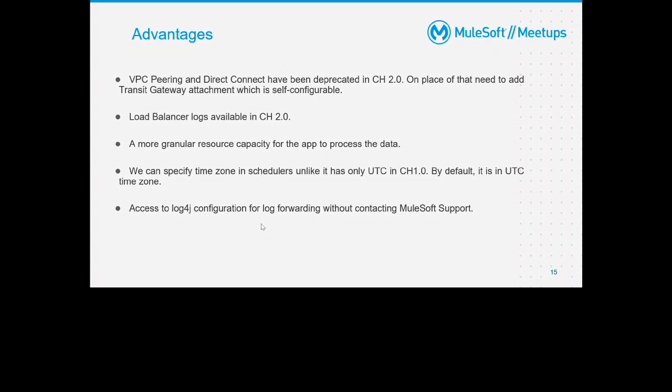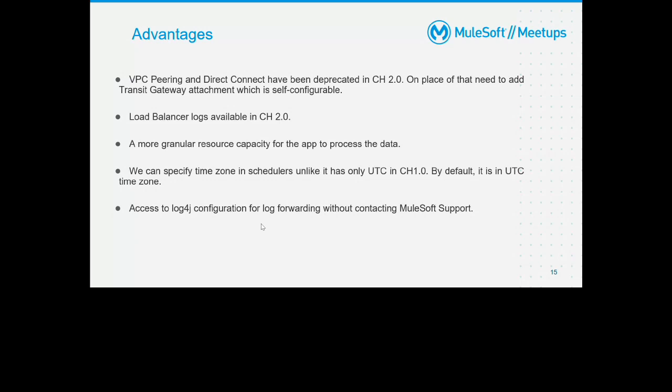Now, more granular resource capacity, I think I already explained in the first slide itself. You have an option for more granular vCores. You can define 0.5, 1.5, so as per your business requirement, you can save vCores and define your size accordingly. But in CH1.0, we don't have such granular options available. Now, as per the cron terms in CH1.0, whenever we define a scheduler, we don't have any option to define our own time zone. We need to adjust it. Like if you are in the CET time zone, then you need to adjust UTC plus or minus accordingly.